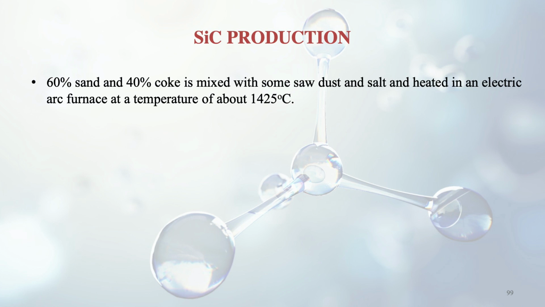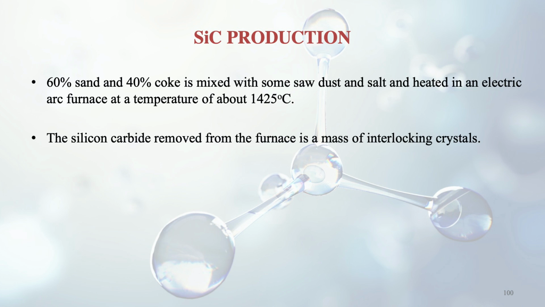So 60% sand, 40% coal, some sawdust and some salt, and then further it is heated in an electric arc furnace at a temperature of about 1425 degrees centigrade. So from this we get silicon carbide. It is removed from the furnace as a mass of interlocking crystals. So it is crystalline, and the crystals are interlocked with each other.